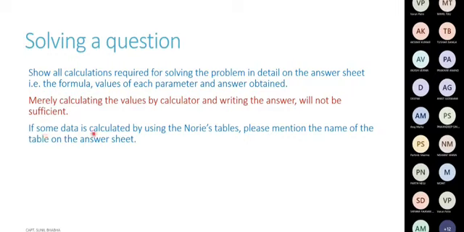Now, if some of the data is calculated by using the Norie's table, we may refer to Norie's table, we may refer to the deviation card, we may refer to the luminous range diagram. Whatever data we obtain from any of them, please mention on your answer sheet the name of the table, or that you have got this data from the luminous range diagram.